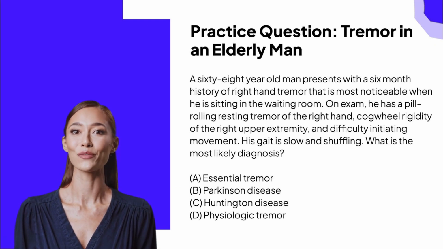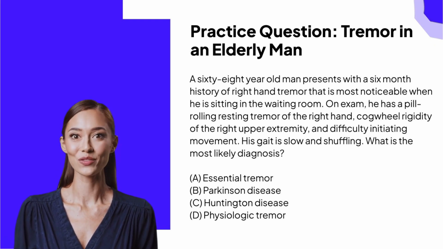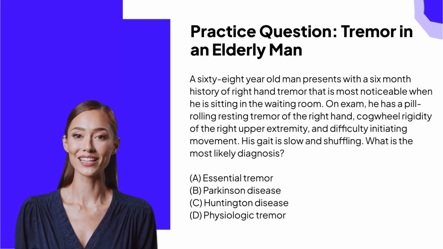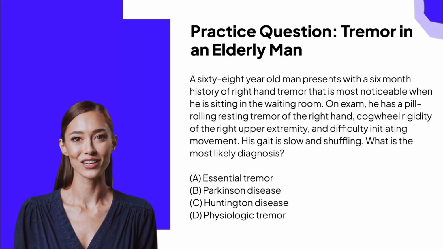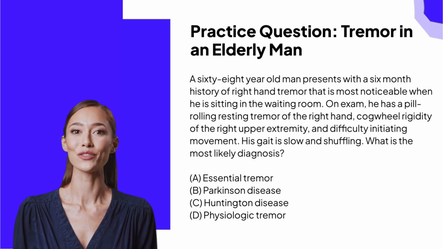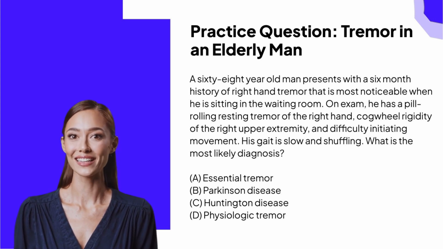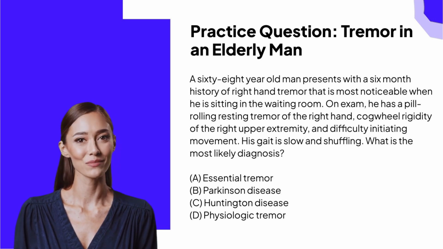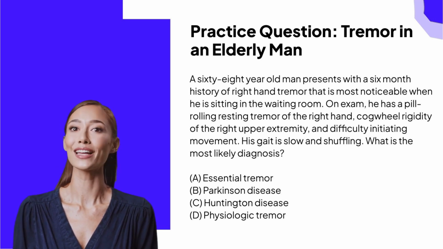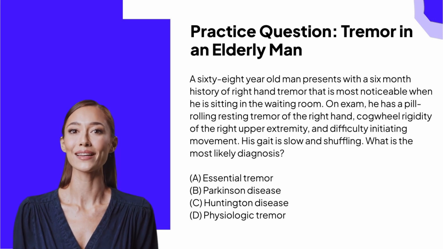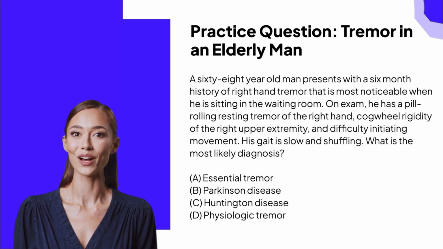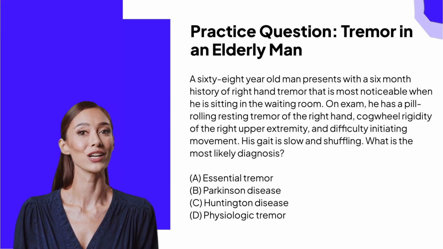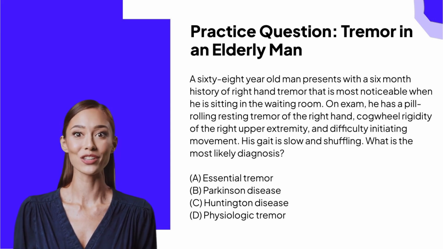A 68-year-old man presents with a 6-month history of right-hand tremor that is most noticeable when he is sitting in the waiting room. On exam, he has a pill-rolling resting tremor of the right hand, cogwheel rigidity of the right upper extremity, and difficulty initiating movement. His gait is slow and shuffling. What is the most likely diagnosis? Take a moment and think about what patterns you recognize here. Is it answer A, essential tremor, answer B, Parkinson's disease, answer C, Huntington disease, or answer D, physiologic tremor?